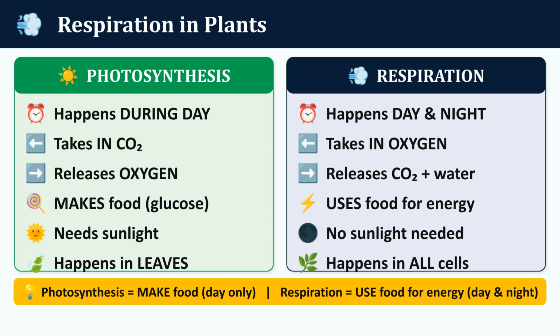Very simple. Now let's compare two important processes, photosynthesis and respiration. Photosynthesis happens only during the day because it needs sunlight. During photosynthesis, plants take in carbon dioxide and release oxygen. They also prepare food. Now let's look at respiration. Respiration happens both day and night. Plants take in oxygen. They release carbon dioxide and water. Respiration uses the food prepared during photosynthesis to release energy. So remember one simple rule. Photosynthesis makes food. Respiration uses food to release energy. Both are equally important for the survival of plants.